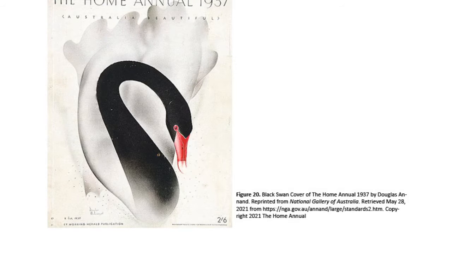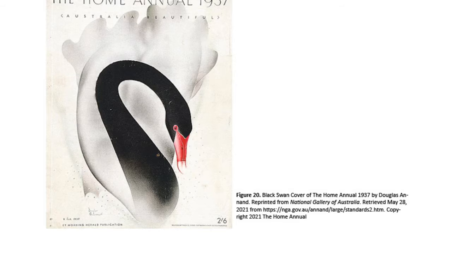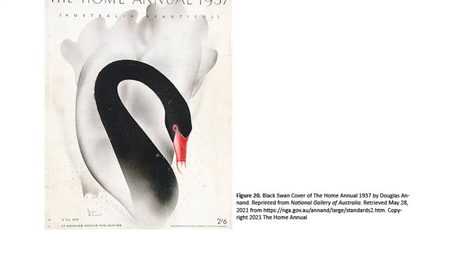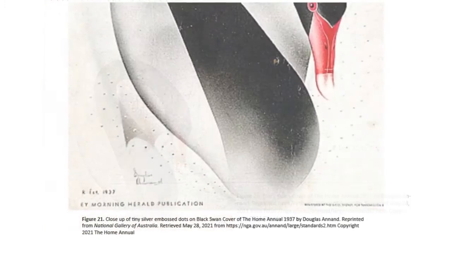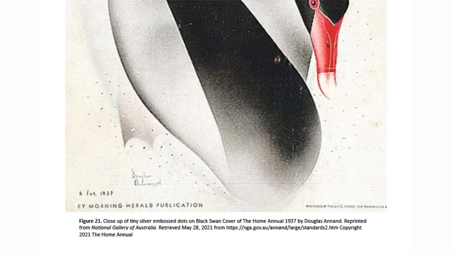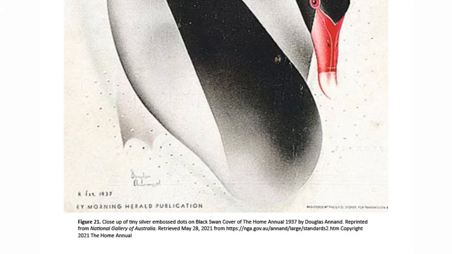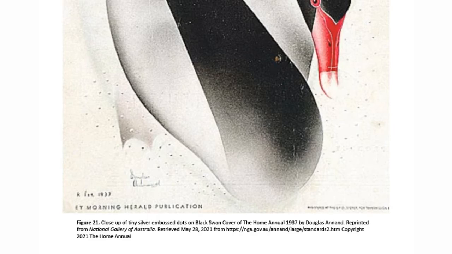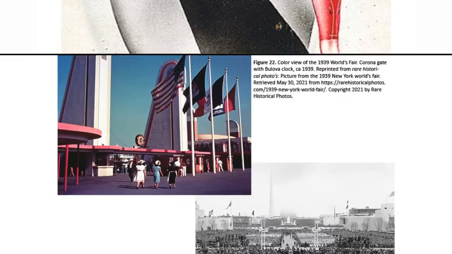Anand's award-winning Black Swan cover for the Home Manual in 1937 is a beautiful example of a simple, minimalistic image and colour palette, attention to detail, consideration of composition, choice of subject, and printing quality. The Black Swan is quite distinguishable and only found in Australia. The cover print featured tiny embossed silver dots giving further depth and a luxurious feel to the magazine.